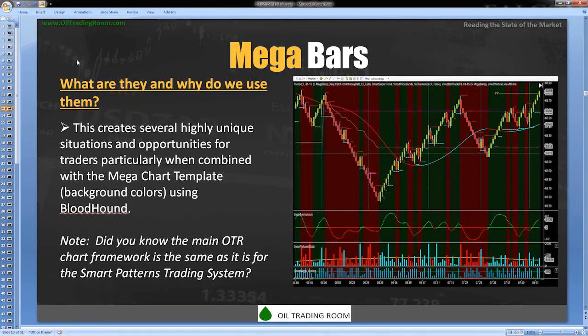This oil trading room chart framework is the same exact framework as the Smart Patterns trading system, which is also designed on the same premise. And Smart Patterns works in a bunch of other markets, and so that's available through Indicator Smart.